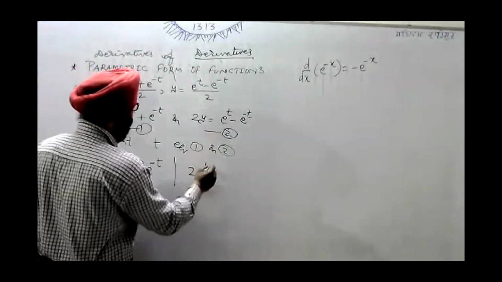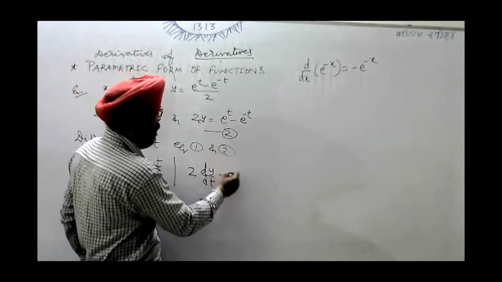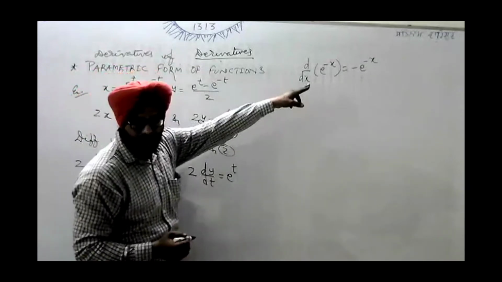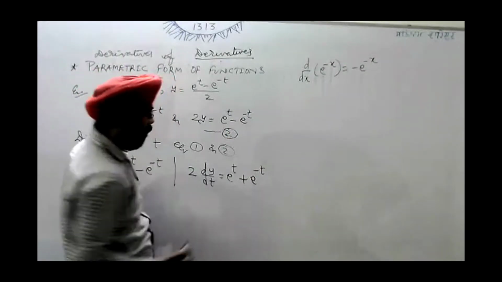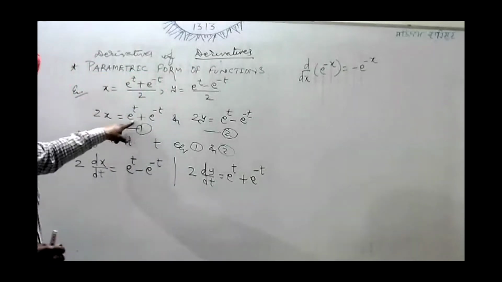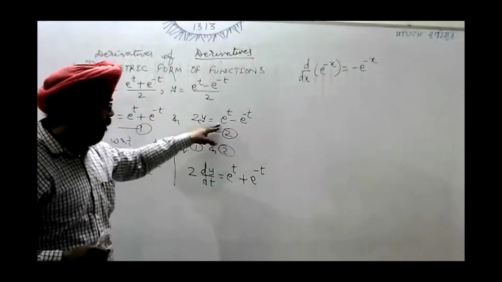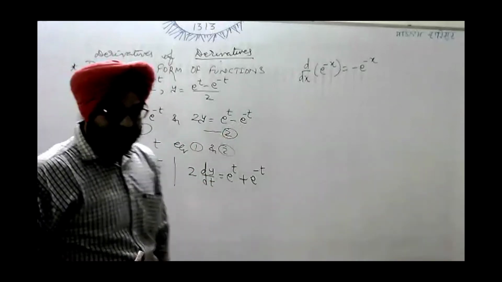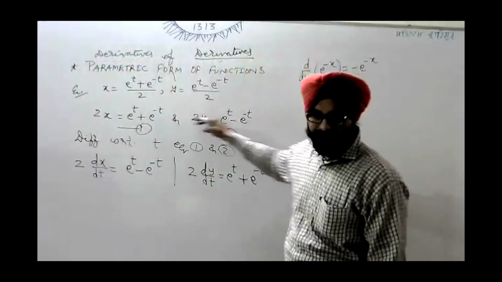Next, from here we get 2 of dy by dt. Then first function e to the power t, and again e to the power minus t solved by this formula. So we get e to the power t plus e to the power minus t. Interesting. When we differentiated this function, we got this as the result. When we differentiated the second function, we got the first one after differentiation. Means it's a special observation that these two are differentiations of each other.